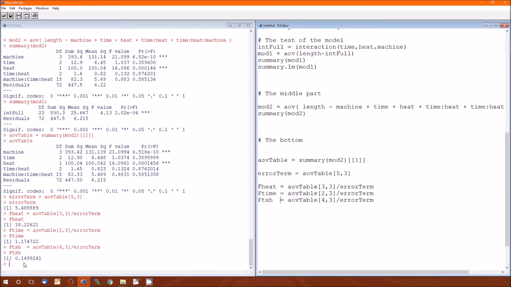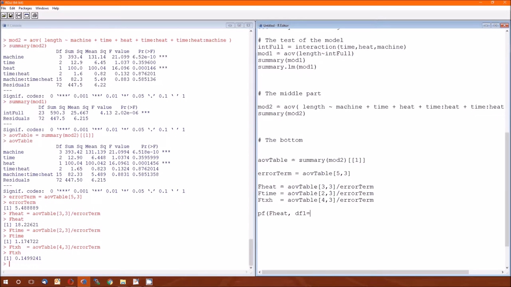So the last step is to turn these F values into P values. And here's how you do it. It's pf. P stands for cumulative probability, and F is the distribution. And we know that an F statistic follows an F distribution. First thing it takes is the value. Then you've got to give it its 2 degrees of freedom.